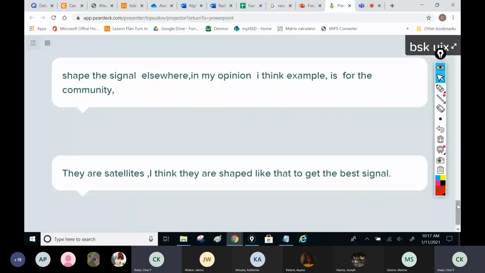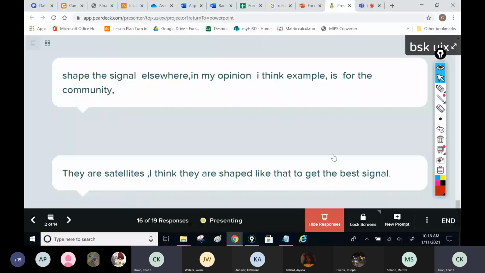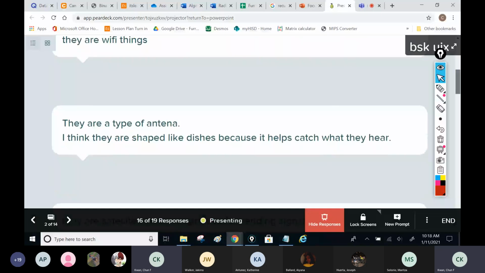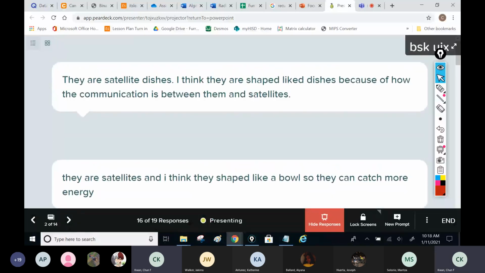All right, most of you are saying that it's shaped like a dish because you are going to receive signals, whatever kind of signals, maybe radio or Wi-Fi. It's shaped like a dish because it can catch signals. So all of you are correct. Some of you are more correct than the rest. And this is what we're going to talk about today.